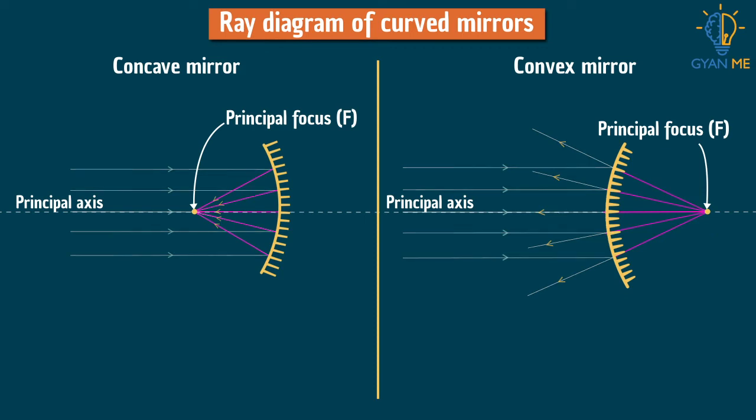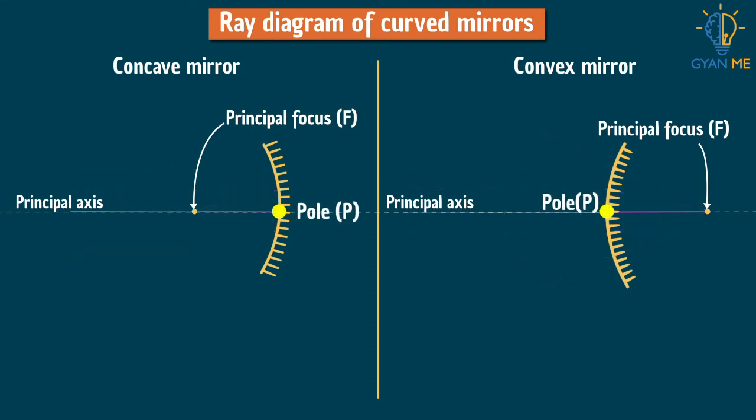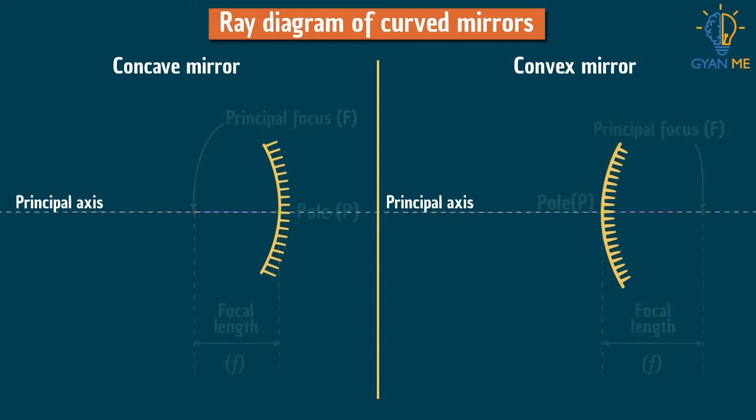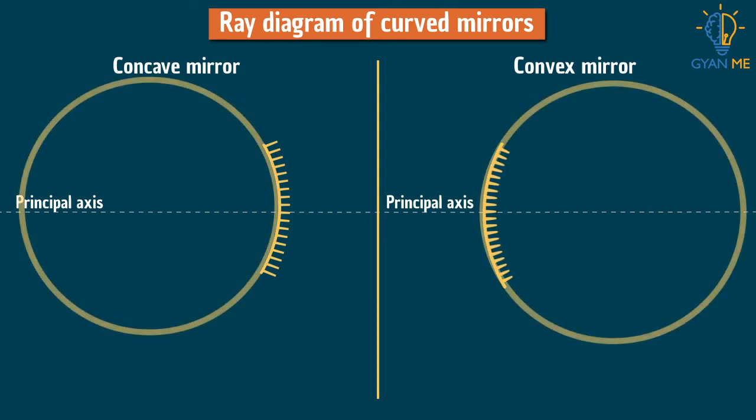The distance between the pole and this point F is called the focal length. It is represented by small f. You know, students, these curved mirrors are made from a sphere. So the diameter of this reflecting surface is called the aperture of the spherical mirror. Don't worry, this is of importance in our later section.